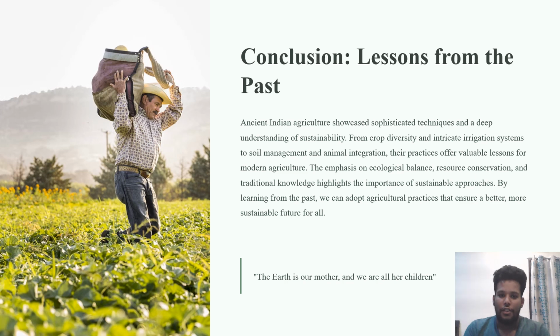And for the conclusion, lessons from the past which we have learned. Ancient Indian agriculture showcased sophisticated techniques and a deep understanding of sustainability, from crop diversity and irrigation systems to soil management and animal integration in agriculture and animal husbandry. Their practices offer valuable lessons for modern agriculture.